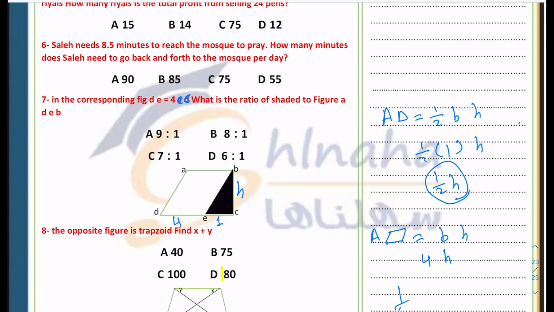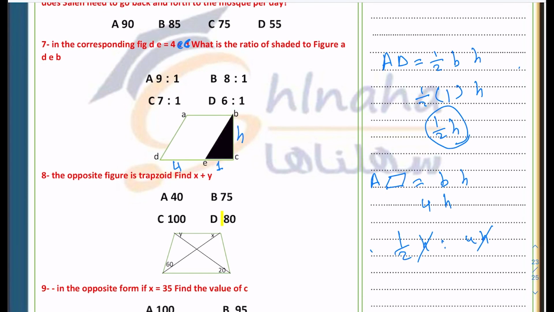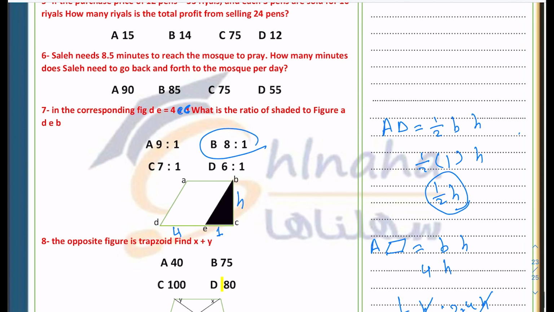What is the ratio for half h to 4h? We can write here half h to 4h. Cancel h and h. I can multiply by 2 here and multiply by 2 here. It will be 1 to 8. So here I have to choose 1 to 8. If he starts with the shaded to the parallelogram, I will choose 1 to 8. If he starts with parallelogram to shaded, I will write it 8 to 1, according to the question. Clear? Now let's take the next question.